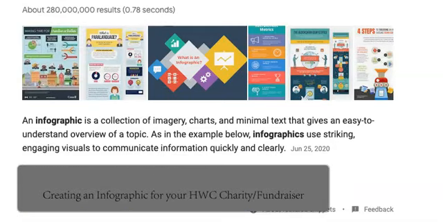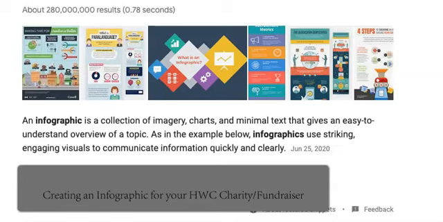Hello HWC folks. For these next 10 to 15 minutes, I'll be talking about how to create an infographic for your HWC project and where to go to find the templates and the research.